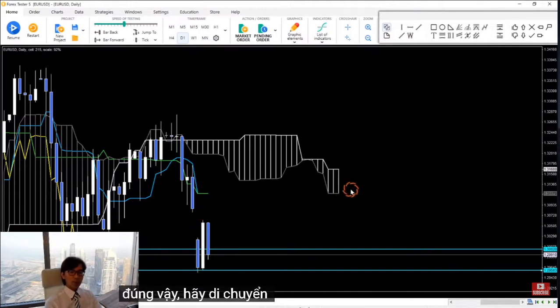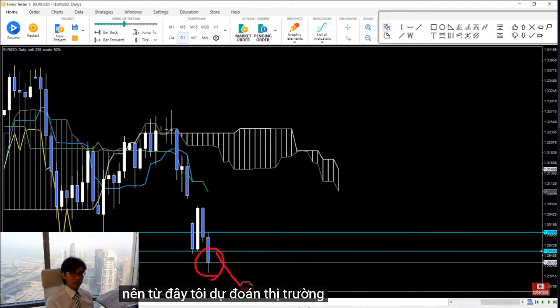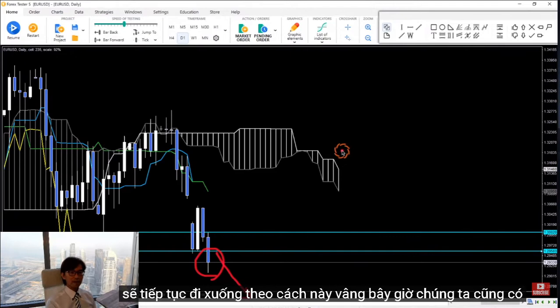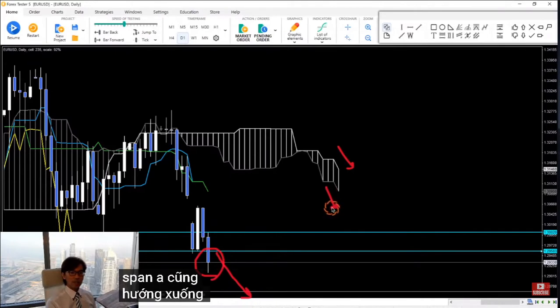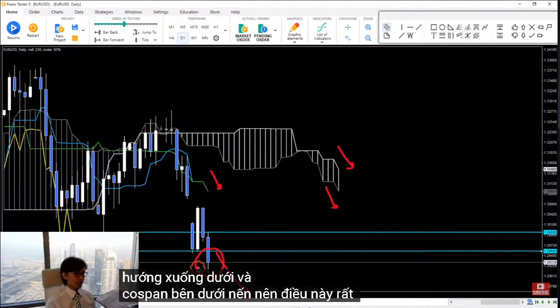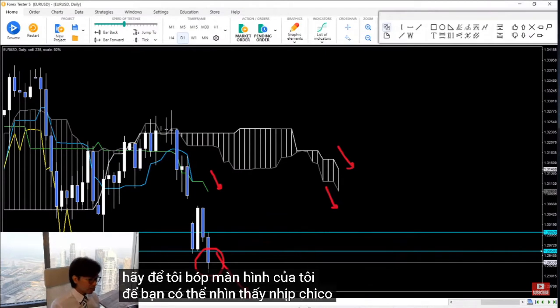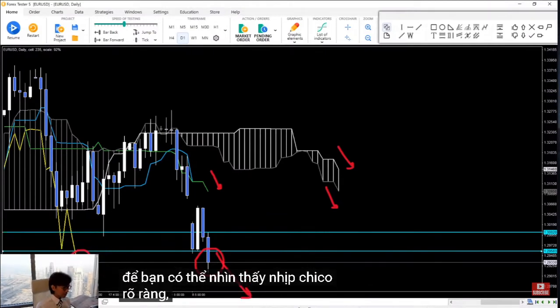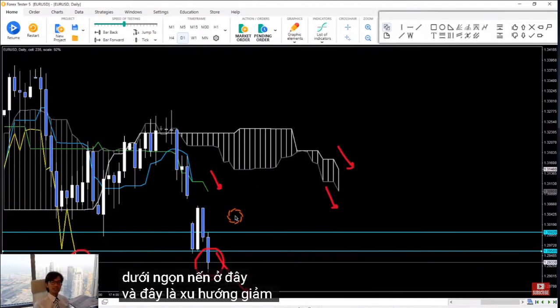Yeah, so let's move just one more candle. Okay, so now there is a breakout. We got the breakout. So from here, I expect the market to continuously go down this way. Now we also have Kumo, Senkou span B pointing down, Senkou span A also pointing downwards, and Kijun-sen also pointing downwards, and the Chikou span below the candles. Oh, hold on, let me squeeze my screen so that you can see the Chikou span clearly. Okay, so you can see the Chikou span is below the candles here, and this is the potential new downtrend.